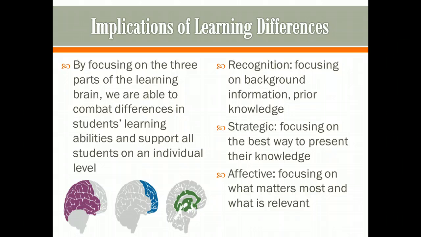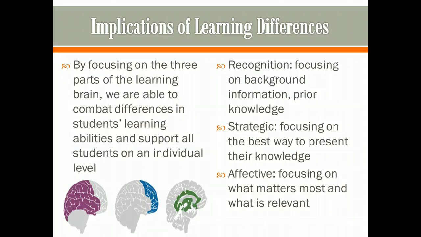By focusing on the 3 parts of the learning brain, we are able to combat differences in students' learning abilities and support all students on an individual level. In order to specify how to do that, we look at the 3 parts of the learning brain. Recognition, by focusing on background information and prior knowledge. Typically, we talk about the students who come from different cultures. If we're teaching something that is specific to the American culture, or to say it, the white culture, we have to give students who are from a different culture the background information in order for them to understand what is happening in the content or why that content is important.